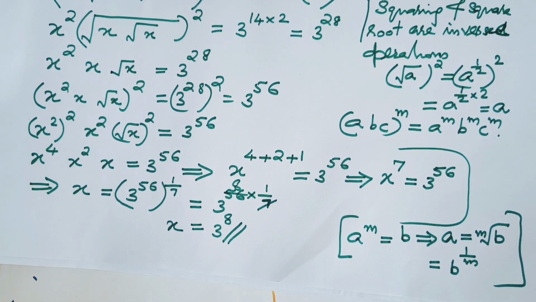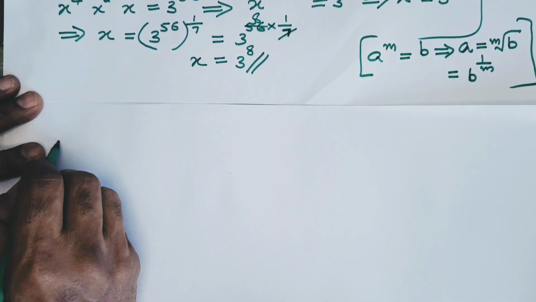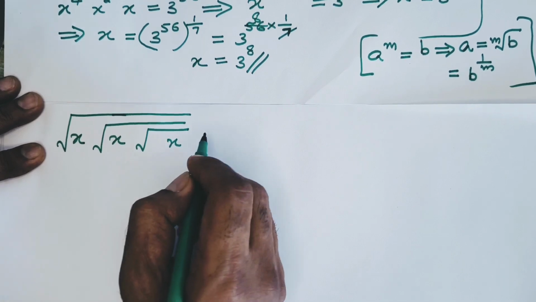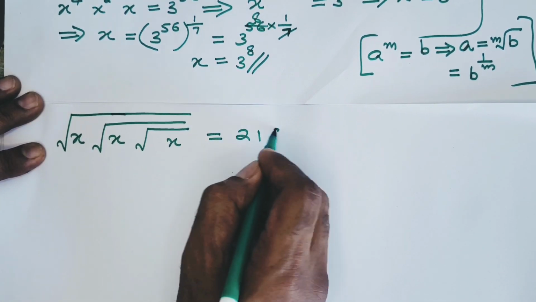Now there is a way to verify whether the solution we got is correct. All you need to do is just plug in x equal to 3 to the power 8 in the given equation and simplify. You should get the right side number, 2187. Yeah, I'll take you through that verification part also. This is the equation we had for solving: square root of x equal to 2187.